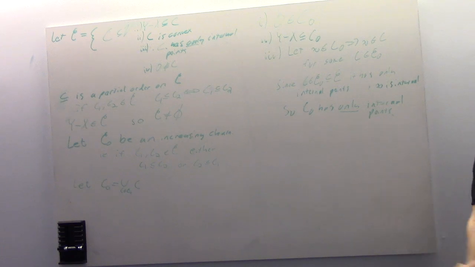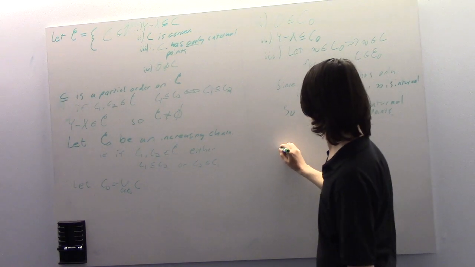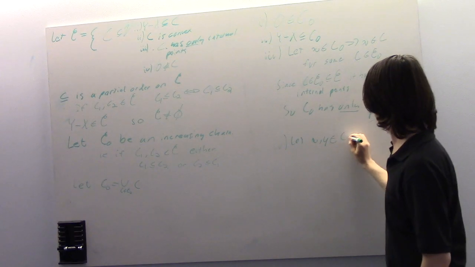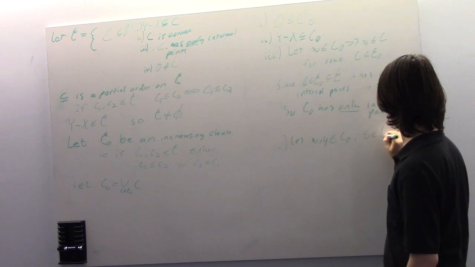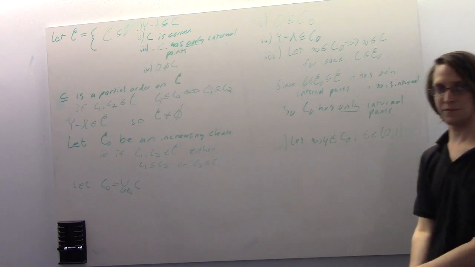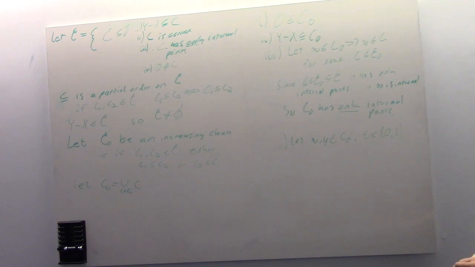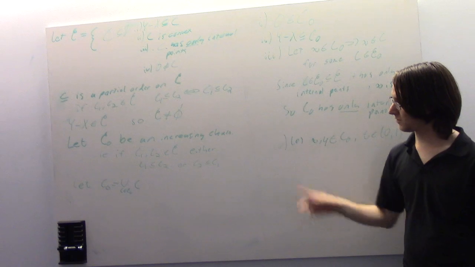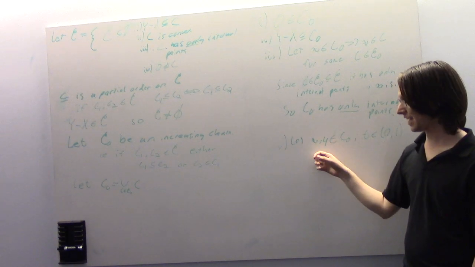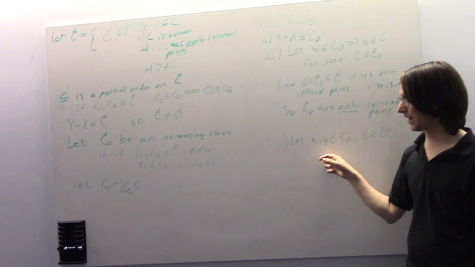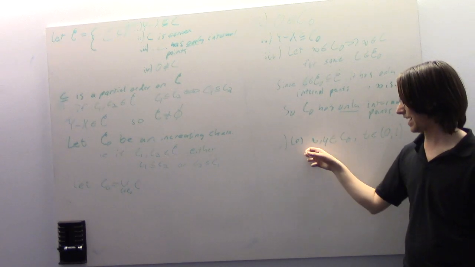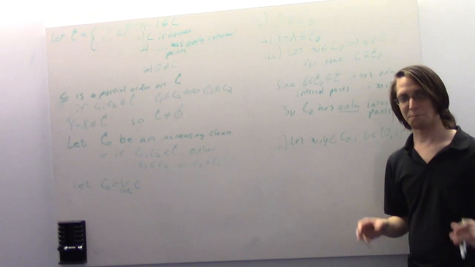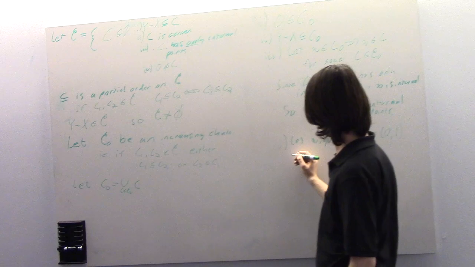Okay, one left. Four. Let x and y be elements of C0, and t an element of [0, 1]. Well, x and y must eventually both be in one of these C's. Either x is in C1, and y is in C2, which means x is in C2 by containment, or reverse. But either way, they're both in some C.